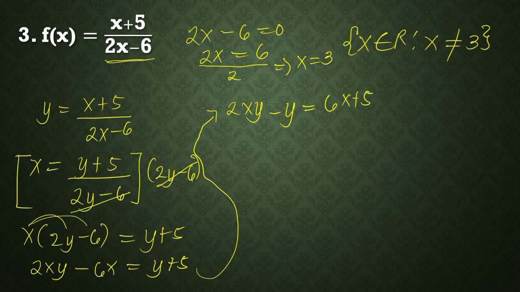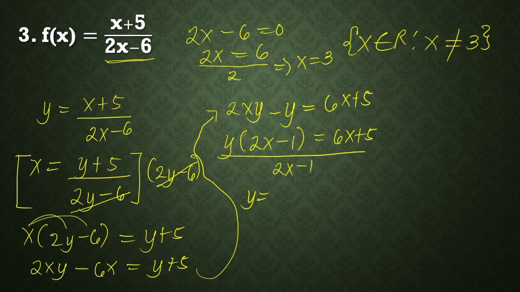And then we factor out common variable which is y. Magiging y times 2x minus 1 is equal to 6x plus 5. And then we divide the whole equation by 2x minus 1. So y is equal to 6x plus 5 all over 2x minus 1. So, ito na yung inverse ng ating given function na f of x is equal to x plus 5 all over 2x minus 6.